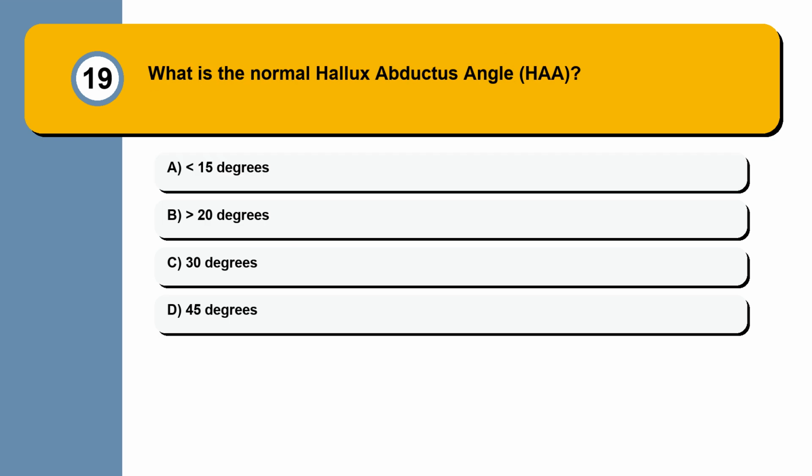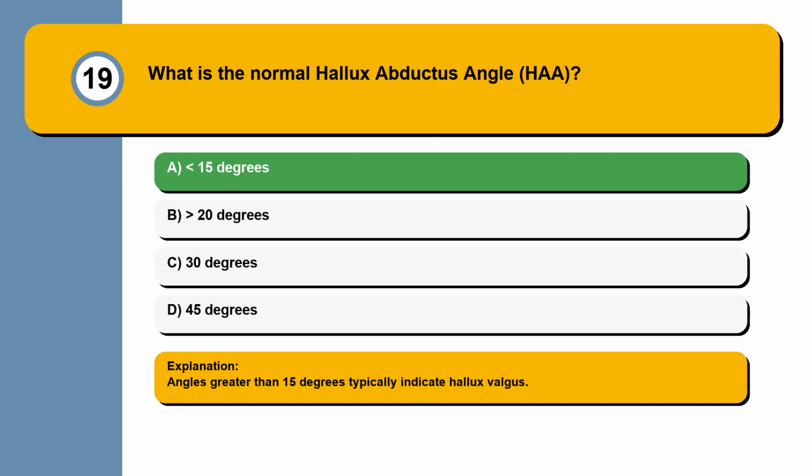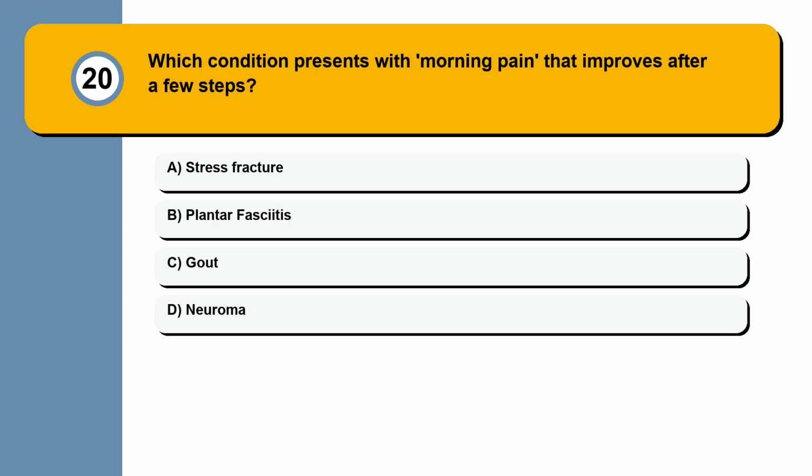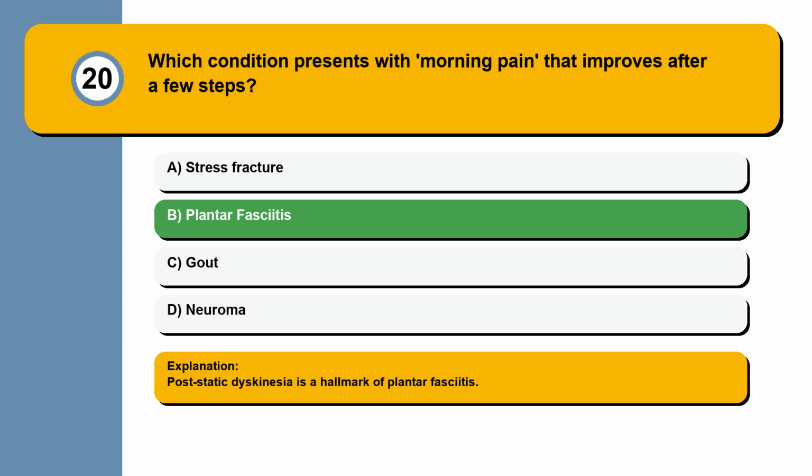Question 19. What is the normal hallux abductus angle, HA? 15 degrees, 20 degrees, 30 degrees, 45 degrees. Angles greater than 15 degrees typically indicate hallux valgus. Question 20. Which condition presents with morning pain that improves after a few steps? Stress fracture, plantar fasciitis, gout, neuroma. Post-static dyskinesia is a hallmark of plantar fasciitis.